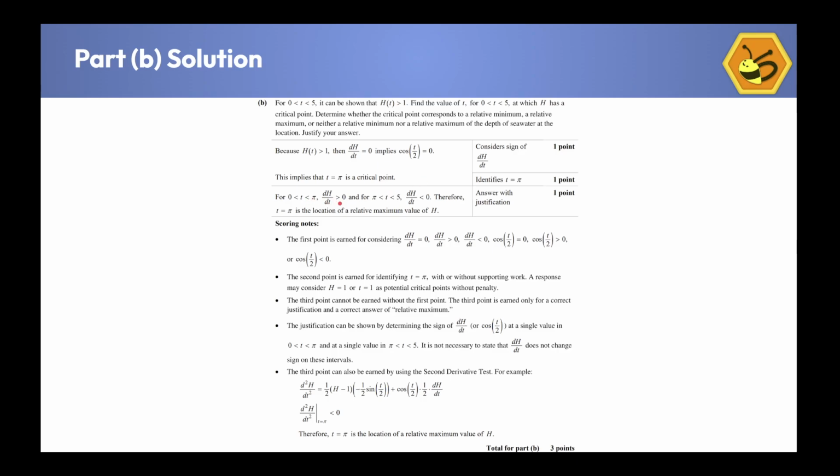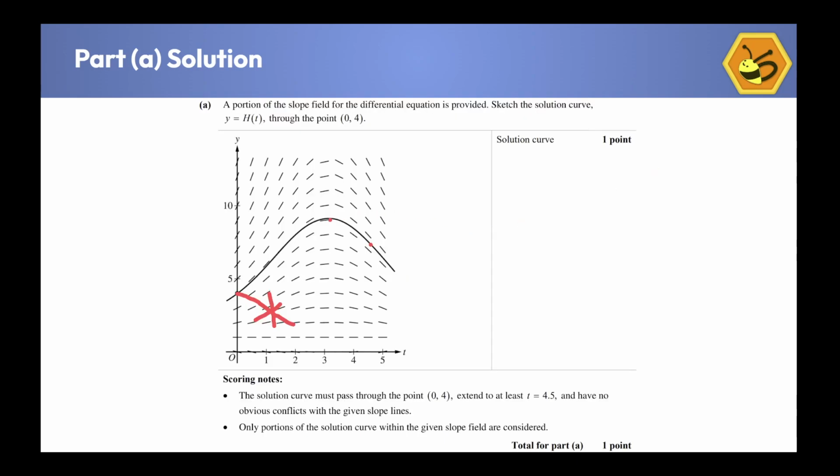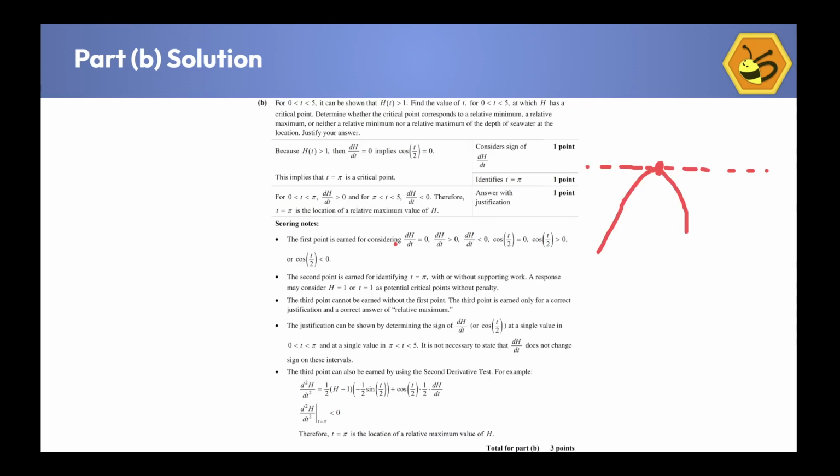For the reasoning, between 0 and pi, the derivative is bigger than 0, which means the function must be increasing like this. And then at pi, it is 0. So we have a horizontal tangent line. And then it changes to decreasing. So this means that we must have a relative maximum here. This also matches with our curve here, that we can see a relative maximum here. So this double checks our findings. That's 1 point for the answer with justification, which is the first derivative test here.